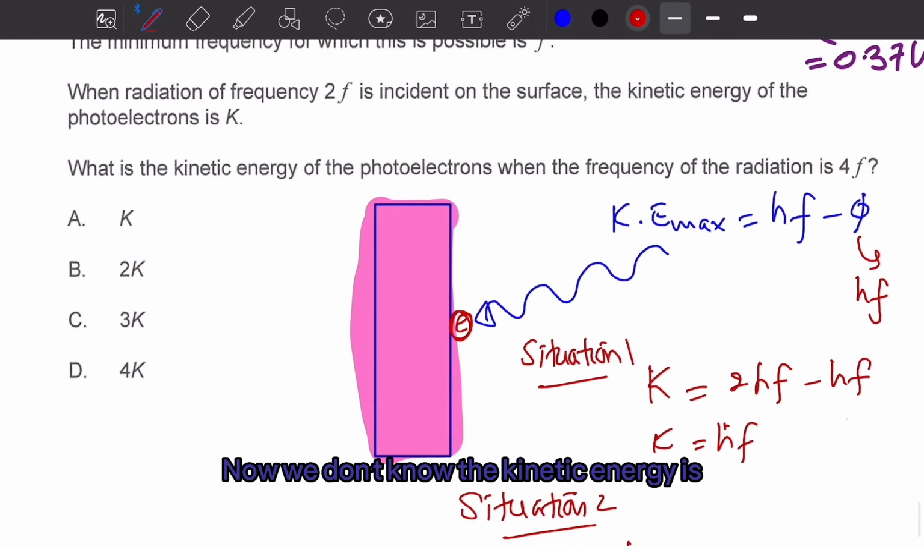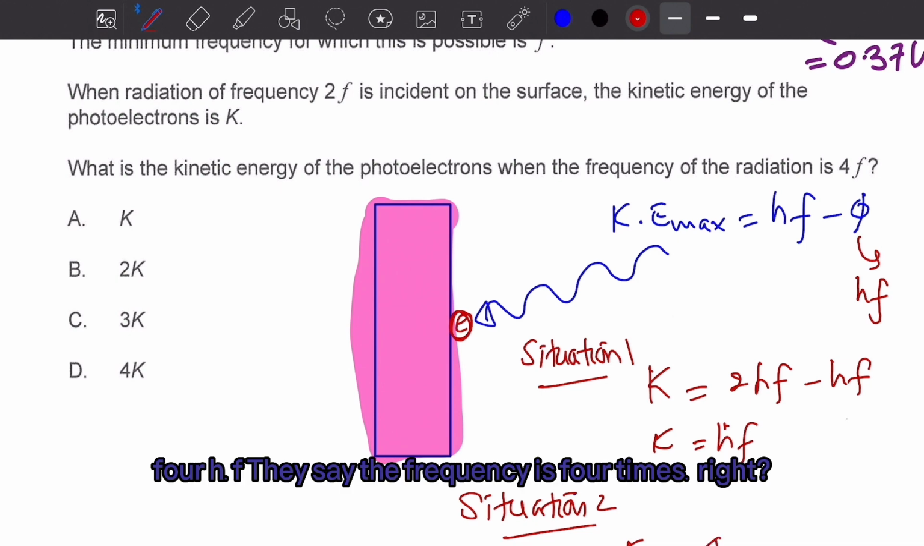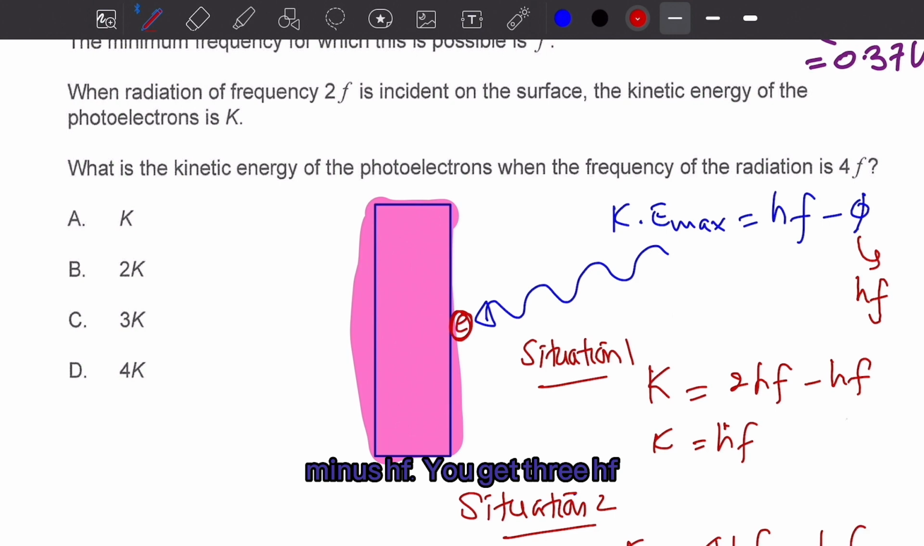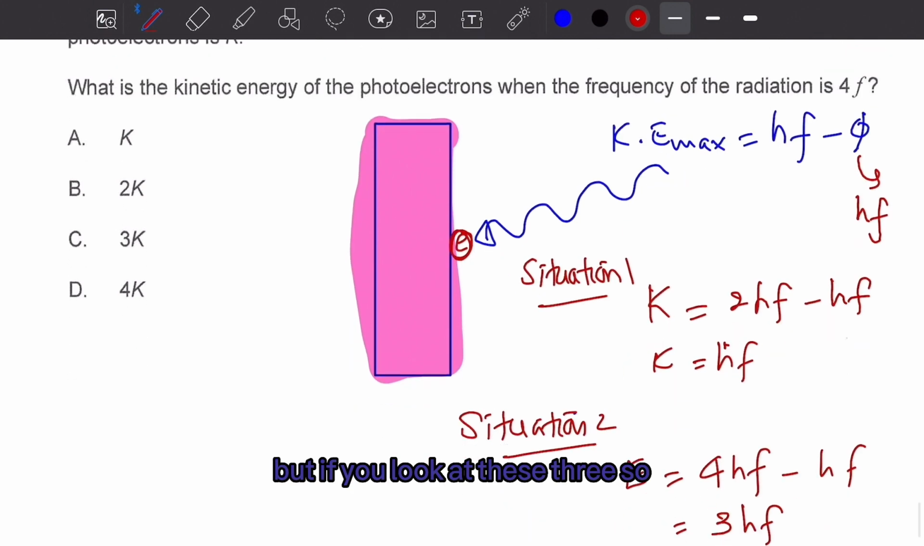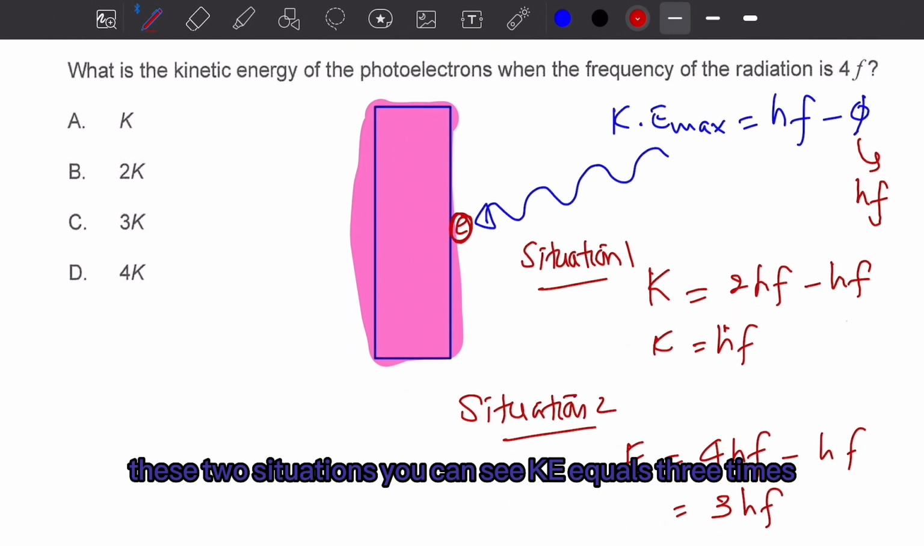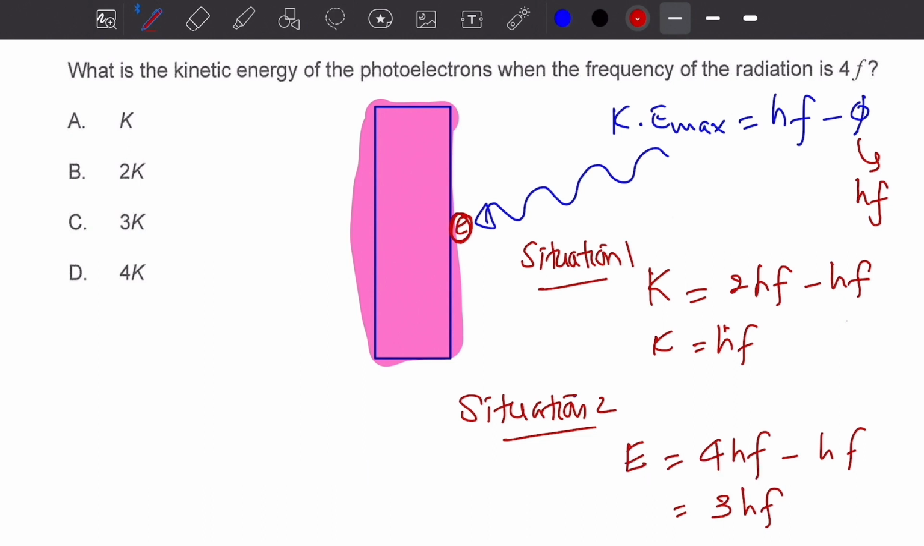Now we don't know the kinetic energy. They say the frequency is 4 times, right? So 4hf minus hf, you get 3hf. If you look at these two situations, you can see E equals 3 times K. So answer is C.